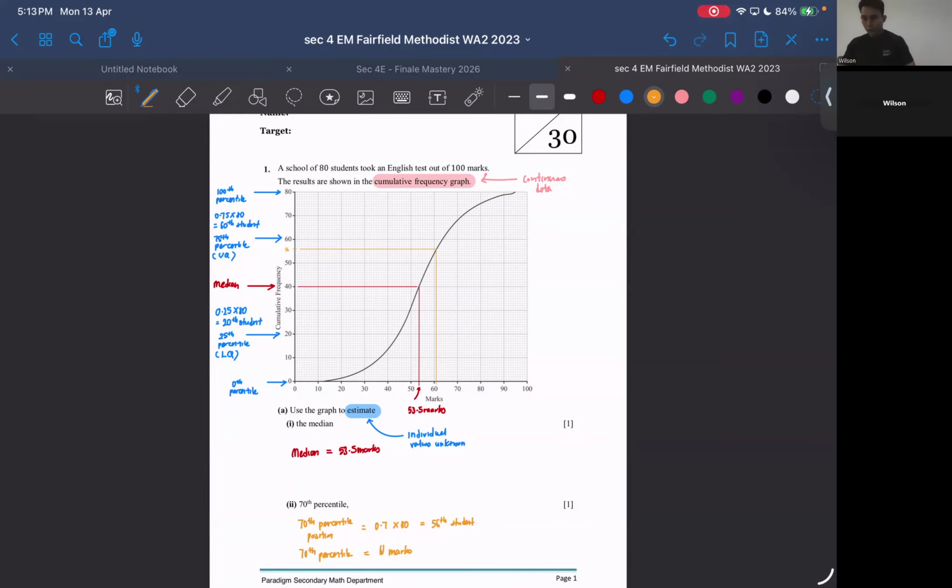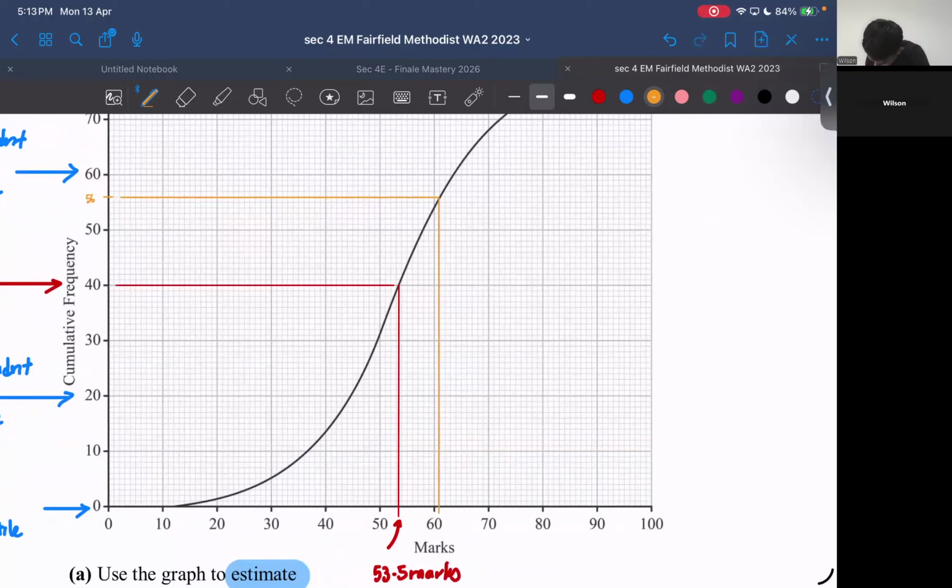Upper quartile minus lower quartile. Okay, yes, 19 what? What is the difference? 19 what? Students, marks, people, 19 what? What are we talking about? Okay, very good. Okay, I'm going to find out my upper quartile.